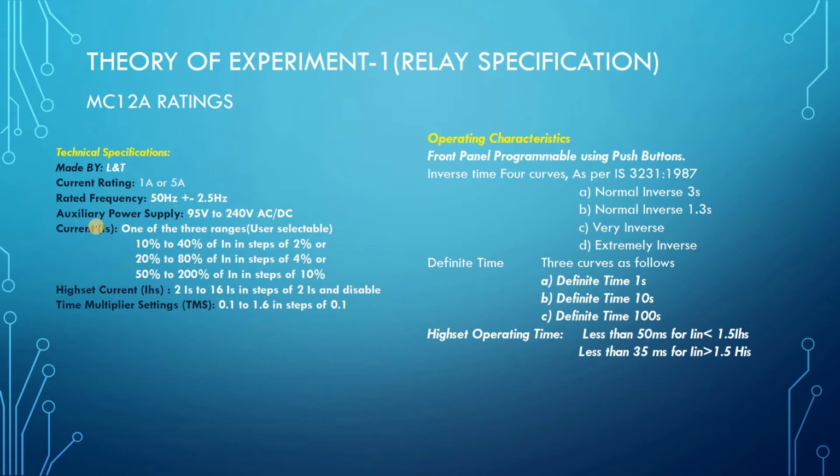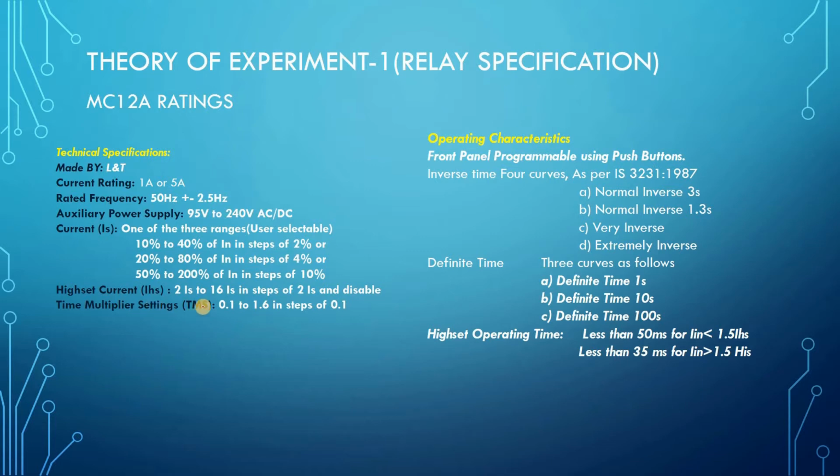Generally we pronounce IS as IS, and IHS as high set current, meaning short circuit current. Whenever the current crosses the IHS, the relay will act instantly. Whenever the current crosses IS, the relay will act as per its characteristic set. One of the three ranges is available, out of which we can choose. You just select it, and accordingly you can choose the current.